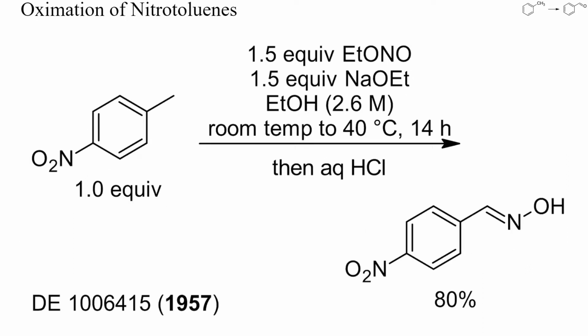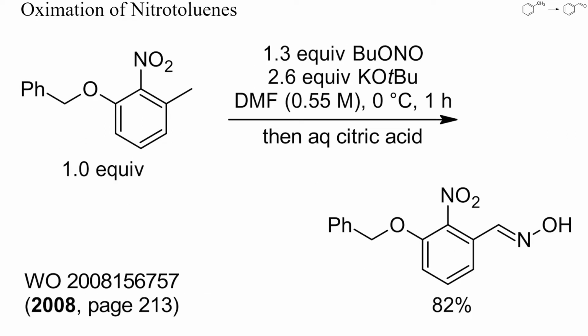Another way to oxidize strongly acidic methyl groups is by nitrosation to an oxime, followed by hydrolysis. Nitrotoluenes, for instance, can be transformed into oximes by treatment with alkyl nitrites and an alkoxide, as shown here. This here is another example of oximation of a nitrotoluene. Potassium alkoxides sometimes give better yields than sodium alkoxides, and some optimization may be required to prevent oligomerization.